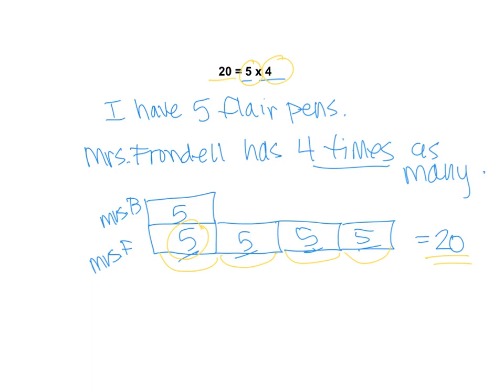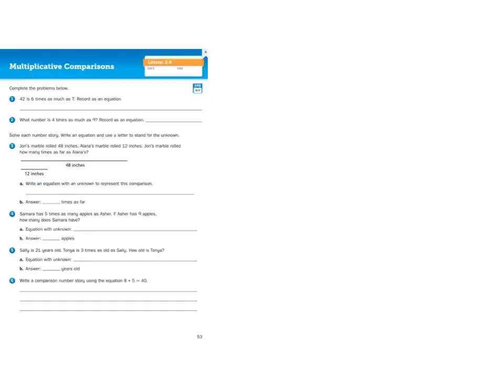If you feel comfortable going on, you'll move on to Math Journal page 53. You're going to be completing the problems on your own.